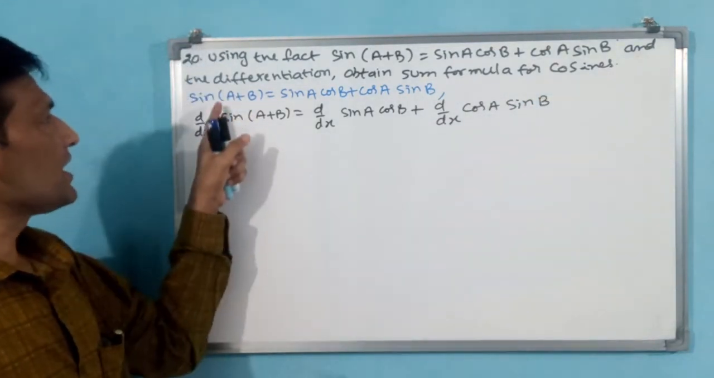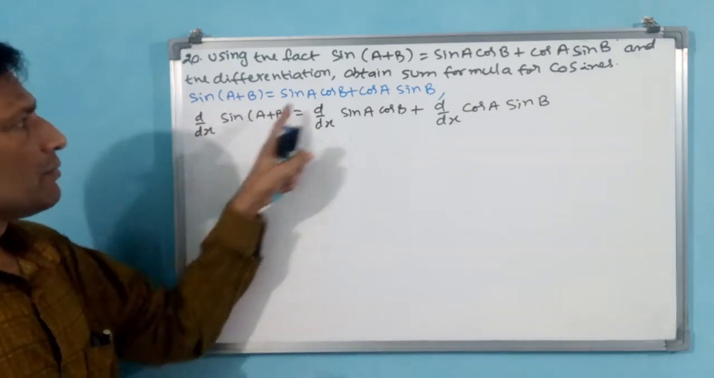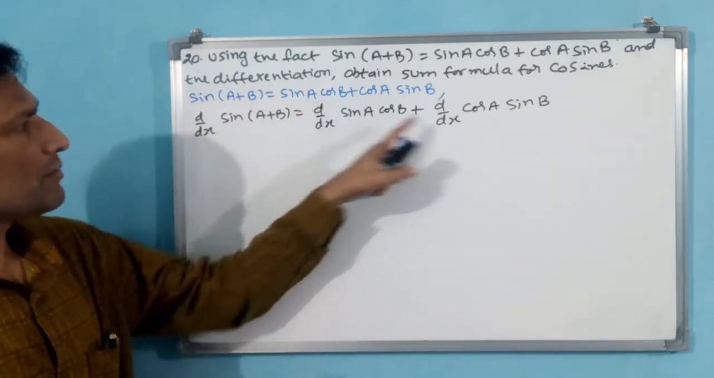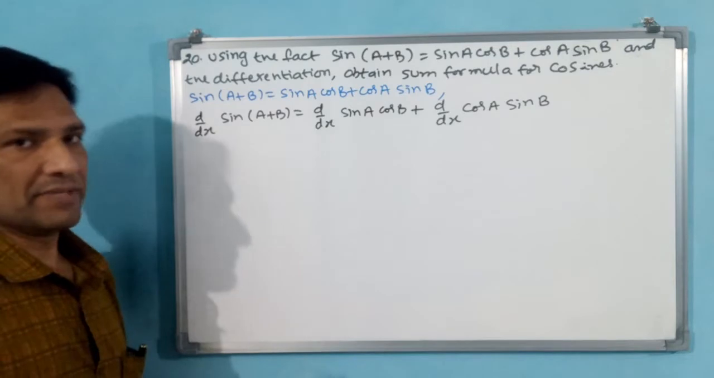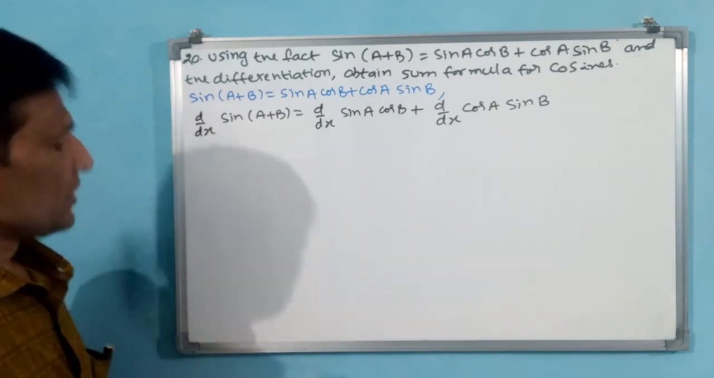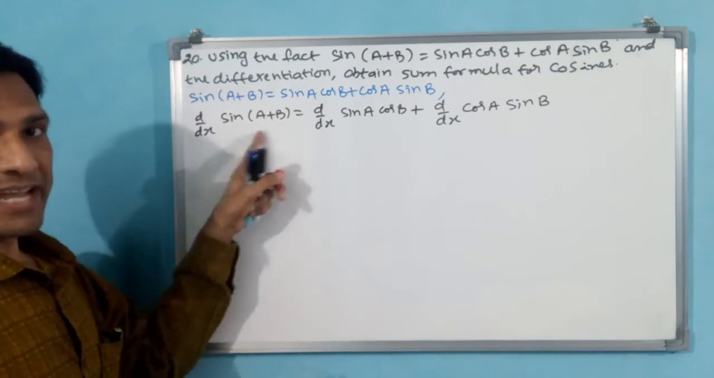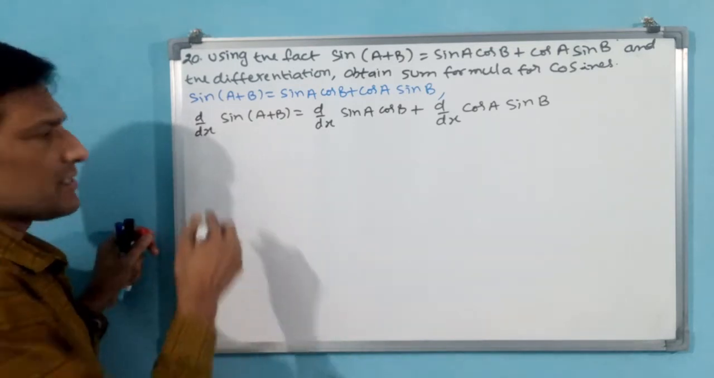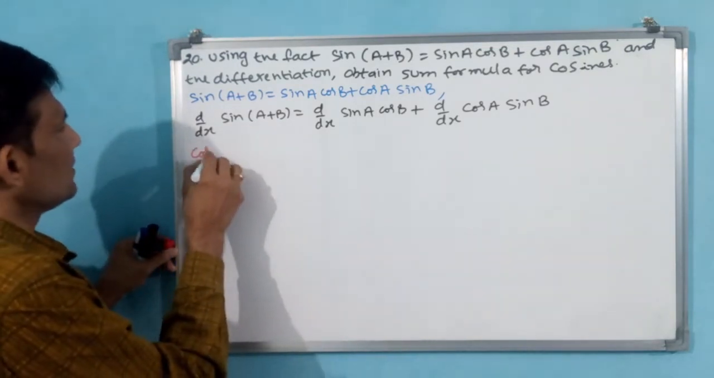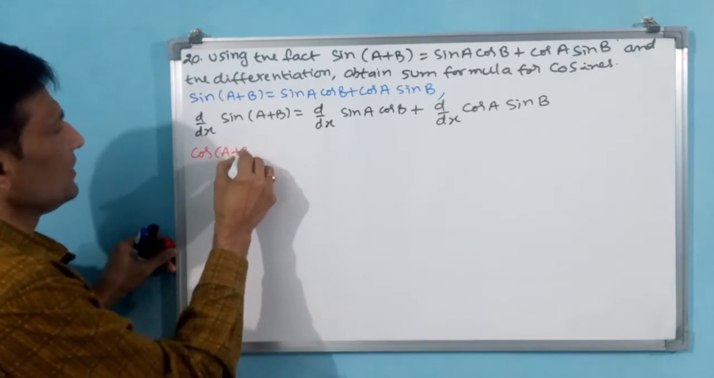I am doing both sides. Here only one term, that is why one, but here two terms are there. Two terms I am doing separately, like u v. While doing the differentiation, first consider a plus b as x, sin x. d by dx sin x is cos x. Write down, cos of a plus b.